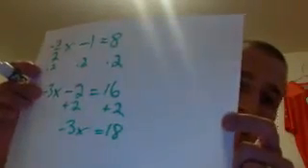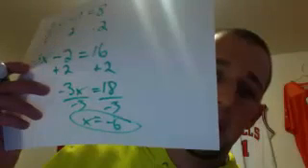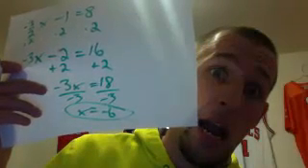Add 2 to both sides, and I get negative 3x equals 18. Divide by negative 3. And I get x equals negative 6. Cool. Okay.